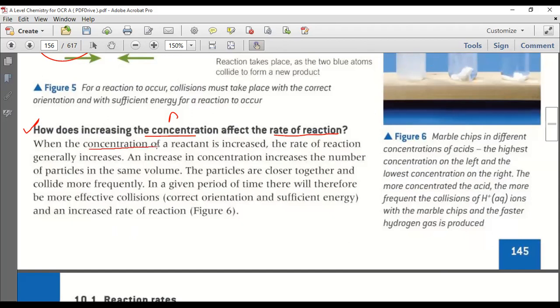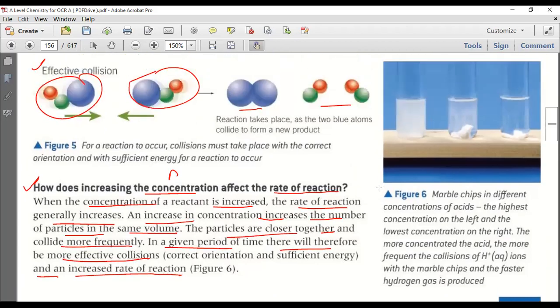When the concentration of reactant is increased, the rate of reaction generally increases. An increase in concentration increases the number of particles in the same volume, and if the number of particles increases, the chances of getting an effective collision will increase. The particles are closer together and they collide more frequently. In a given period of time, there are therefore more effective collisions, that is, particles with the correct orientation and sufficient energy, and an increase in the rate of reaction will occur. Is that point clear? Any doubt?